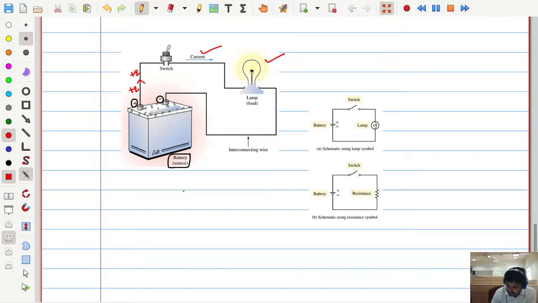So what does this lamp do? It tries to take the energy from the battery. And who is supplying the energy? The battery is supplying the energy, so we call this a source. Who is absorbing the energy here? The lamp. Usually the lamp takes the energy and converts it into light form. So this we can say is a sink, we call this a load.